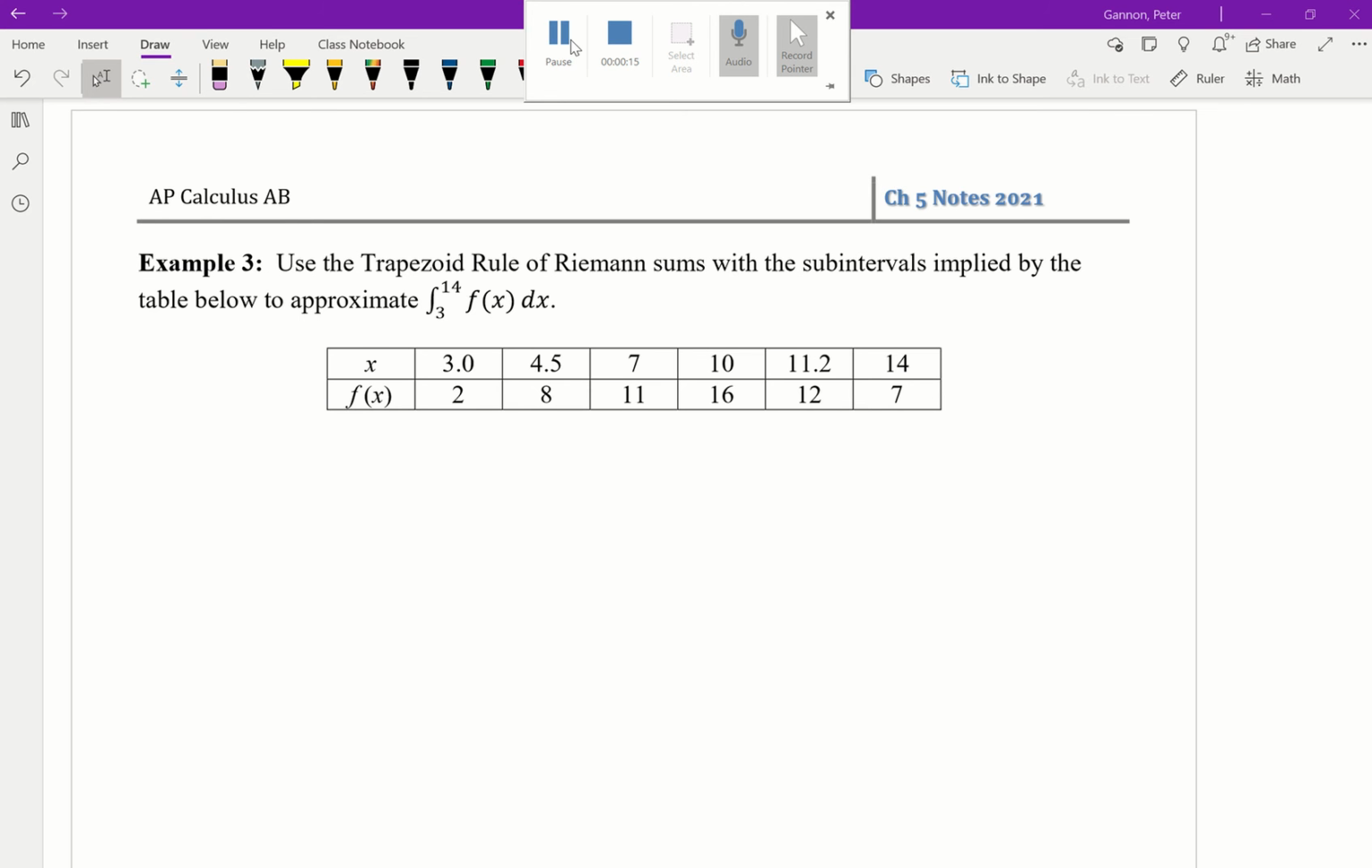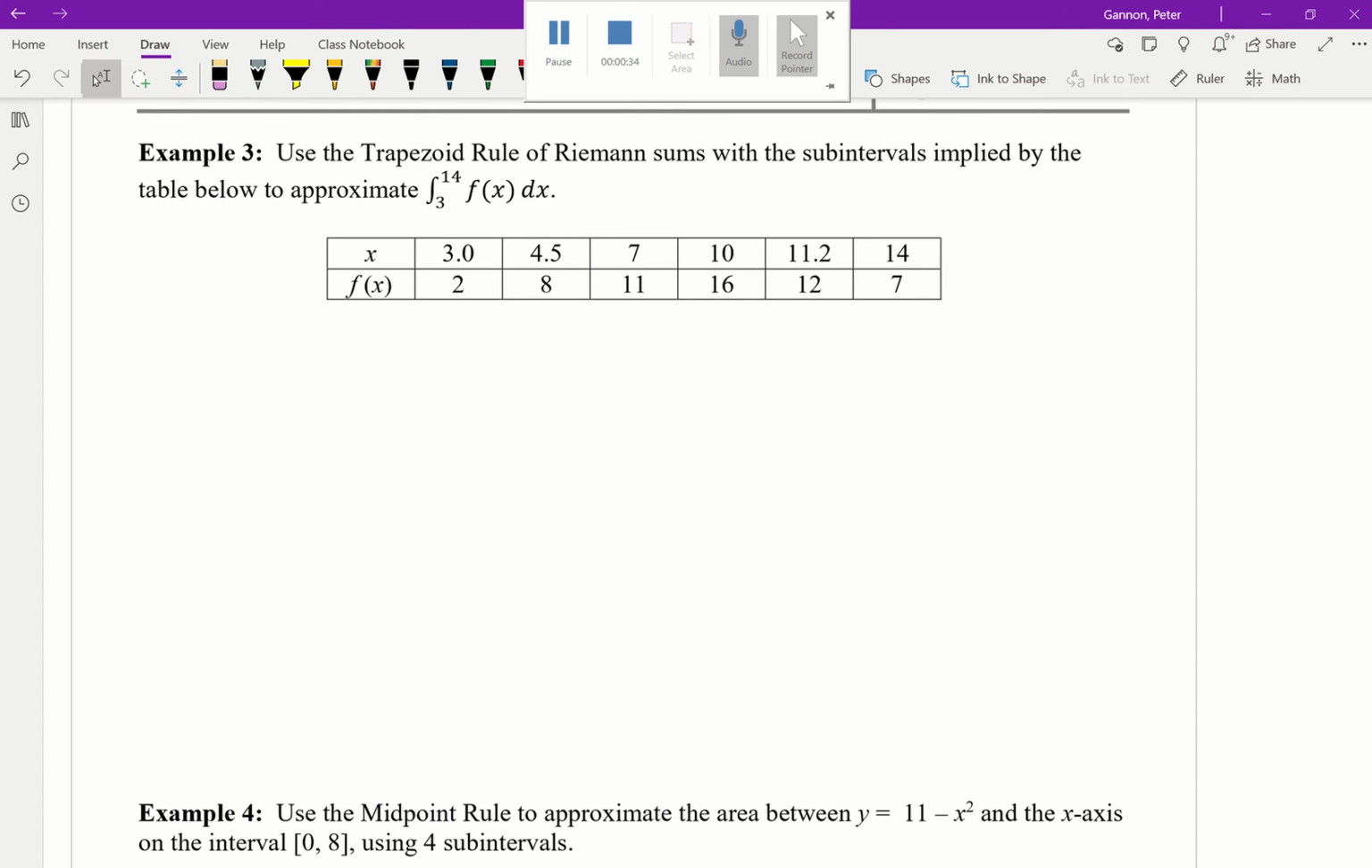It is asking you to use a trapezoidal rule of Riemann sums with the subintervals implied by the table to approximate the value of the integral from 3 to 14 of f of x dx. So pause video, see what you come up with.